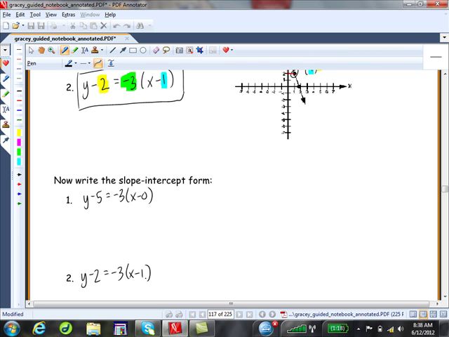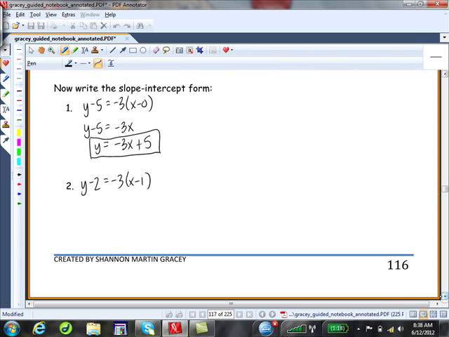So here we go. If we take our next step, we have y minus 5 equals -3x. If we add 5 to both sides, we get y equals negative 3x plus 5. That's our slope-intercept form for the first one. Now the second guy, I'll distribute the negative 3 throughout that quantity to get this, negative 3x plus 3. Adding 2 to both sides, we will get negative 3x plus 5. See, they are the same.